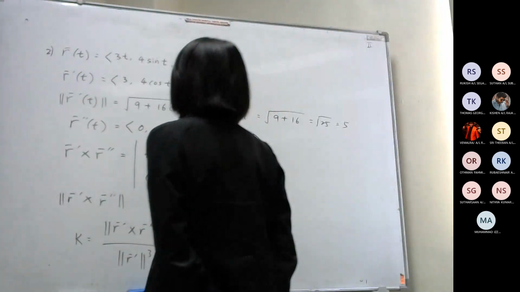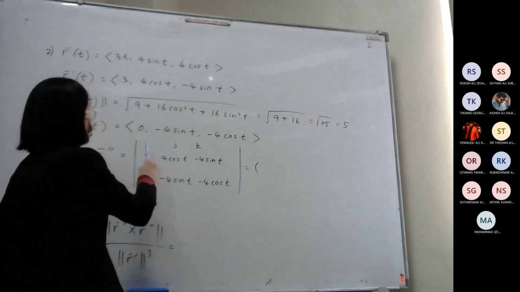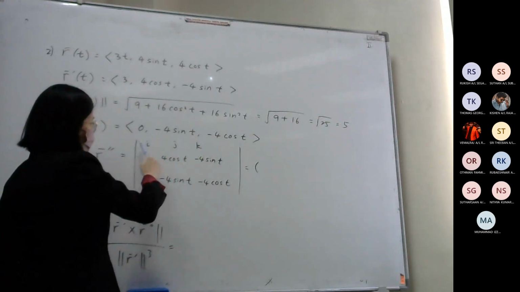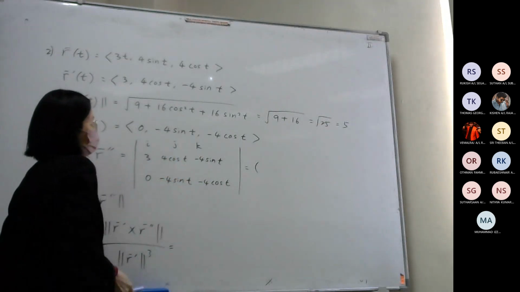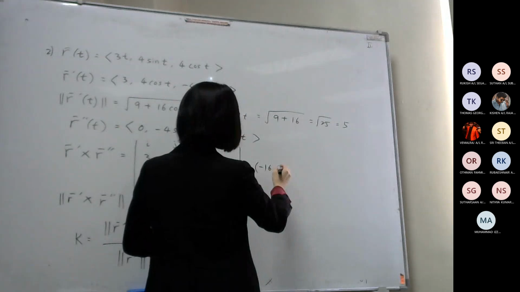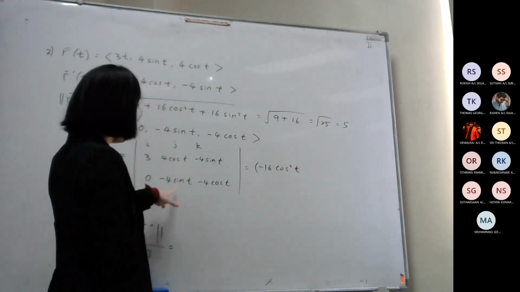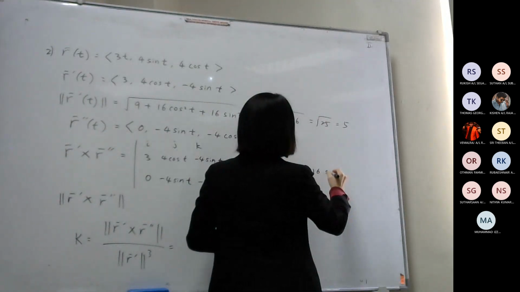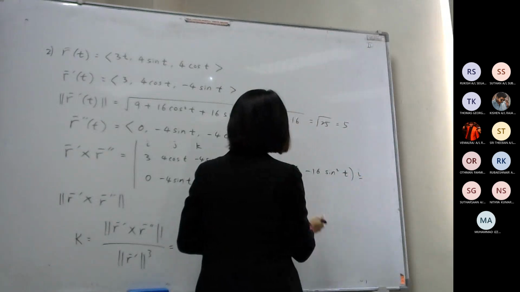Okay. For the cross product, to get the component function of i, cover the row and column that contain i, then take AB minus BC. AB gives -16 cos²t, minus BC gives minus 16 sin²t. This is the component of i.